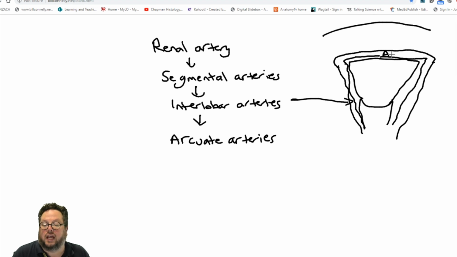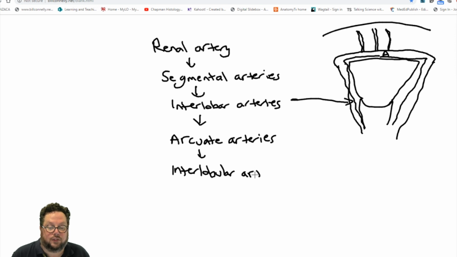So the arcuate arteries are found in that region at the junction between the cortex and the medulla. They then send these blood vessels into the cortex, like so. And those are known as, there's two names actually, interlobular arteries, and some textbooks actually describe them as cortical radiate arteries.